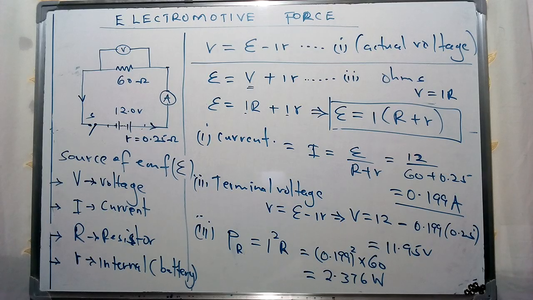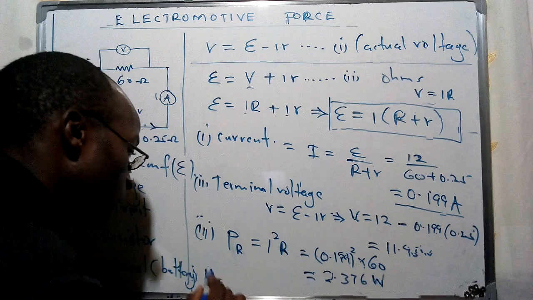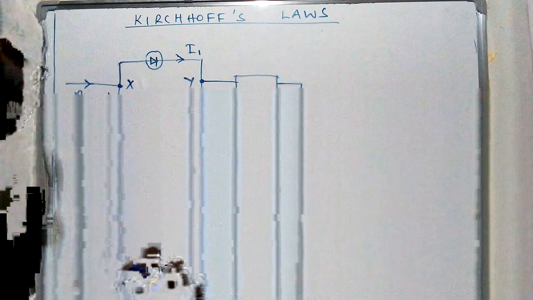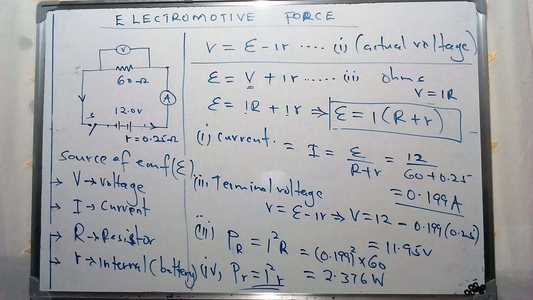And lastly, we can find the power dissipated in the other resistor, small r, using this same procedure.